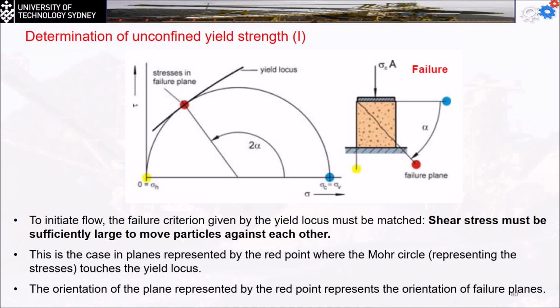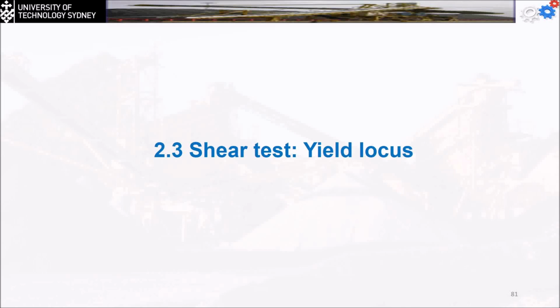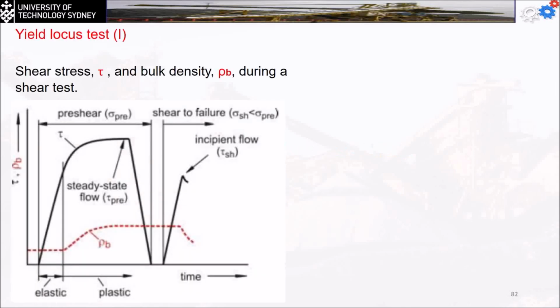So when you are going to sketch the Mohr circle, the first thing you are going to check is, this is the first Mohr circle. You are going to check the value for the sigma c. And from the center, you are going to go to the contact point with the yield locus line to get the stress in the failure plane. Then you can find the value of the tau, which is going to be enough to move the particle in the plane. The shear test we are going to make to check the yield locus is going to be presented next.